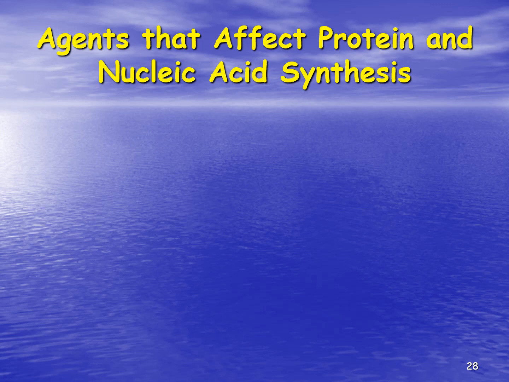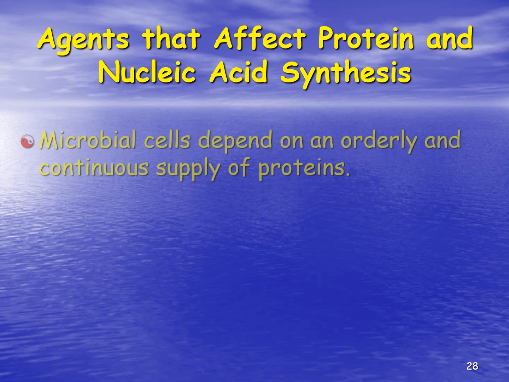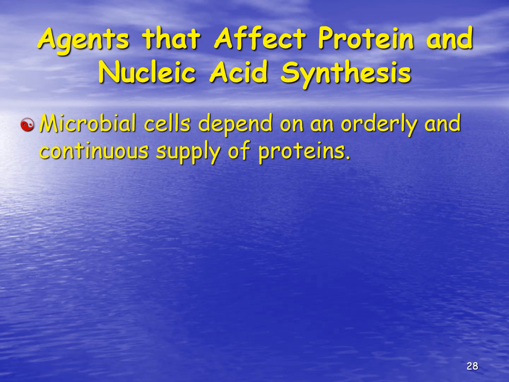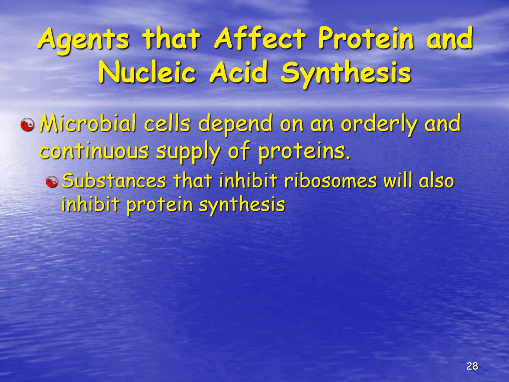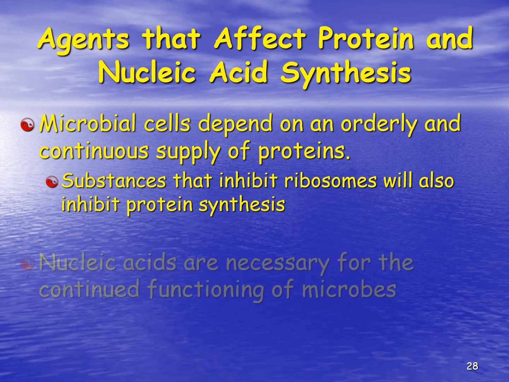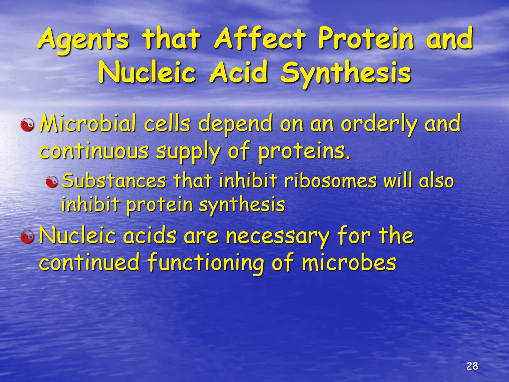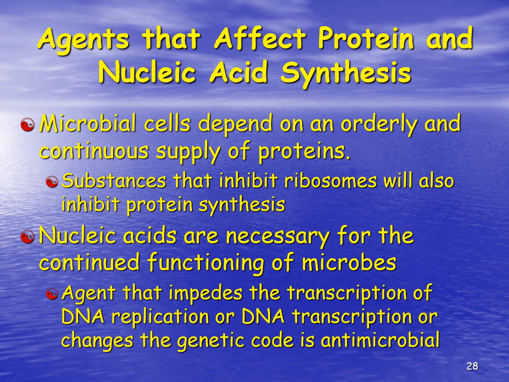Agents that affect protein synthesis and nucleic acid synthesis. Microbial cells depend on an orderly and continuous supply of proteins, and they rely upon being able to replicate their DNA. Substances that inhibit ribosomes, for example, will also inhibit protein synthesis. Nucleic acids are necessary for the continued function of microbes, and any agent that impedes DNA replication or the transcription of DNA to messenger RNA will change the genetic code, and is therefore antimicrobial.